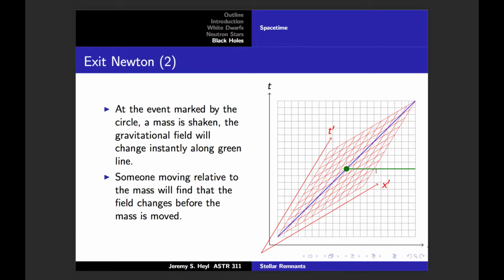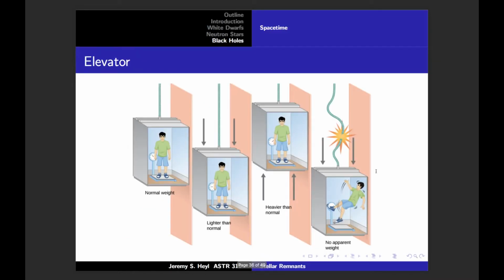Right? So that would be useful. Someone moving relative to the mass would find that the field changes before the mass is moved. This is bad, because it leads to contradictions. If it actually happened, it would be good because we'd be making money. But it isn't. It doesn't work like that.